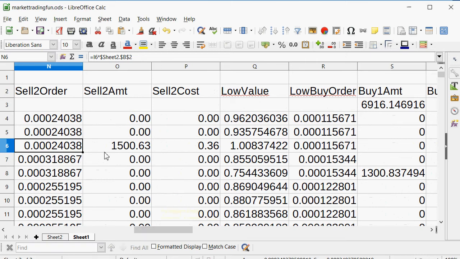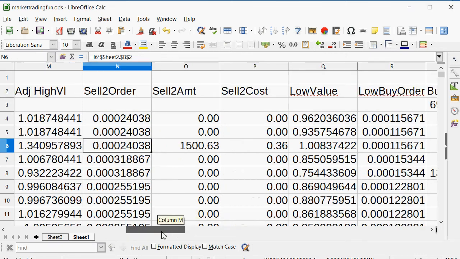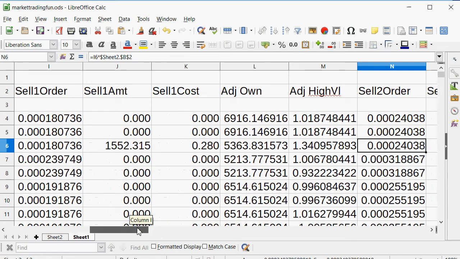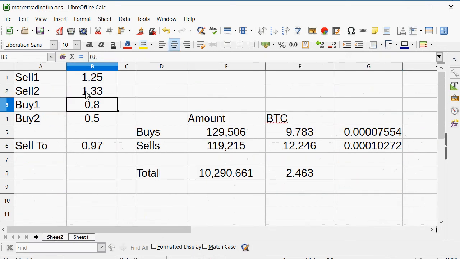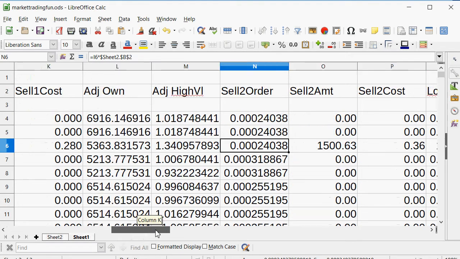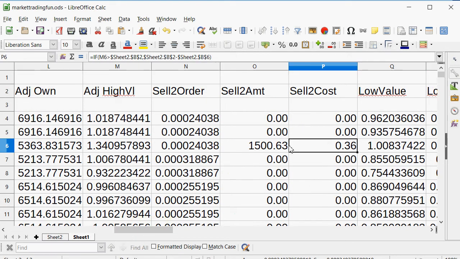So on the second sell, to find out where you're selling, that's easy. I take my last sell order price, which was 18, and I multiply it by the difference, which would be this number here, the 1.33. So that figures out what the sell order price is, and then I do the same mathematics to get the sell amount. That takes care of all the sell orders.